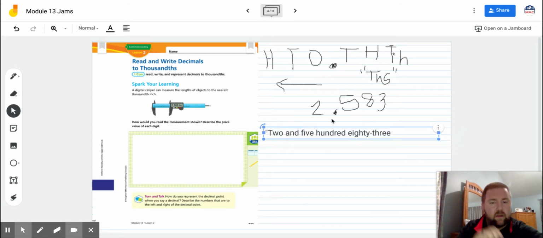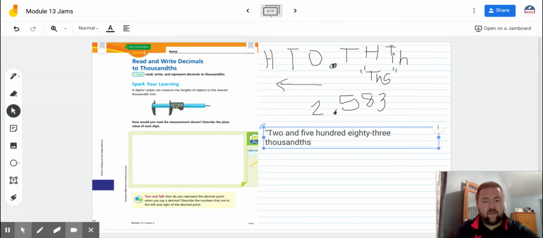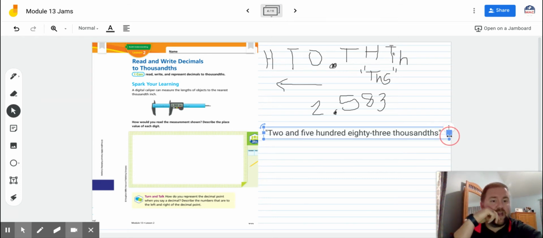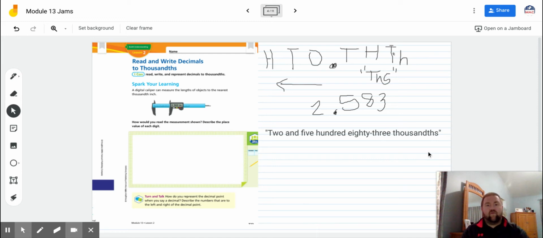And then the only thing we're missing at this point is you always say what place this decimal ends in. So let's look. We have the 5 in the tenths, the 8 in the hundredths, and the 3 in the thousandths. Since it ends in the thousandths here, we would say thousandths. So 2 and 583 thousandths is how we would read this.